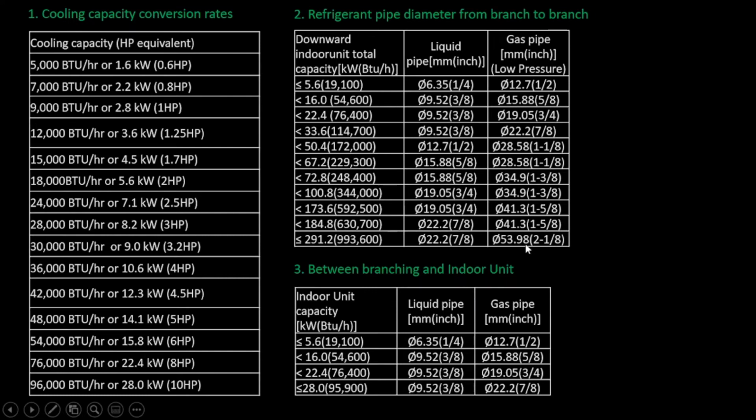For table 3, this is what will help us determine the pipe size between a Y branch and an indoor unit.